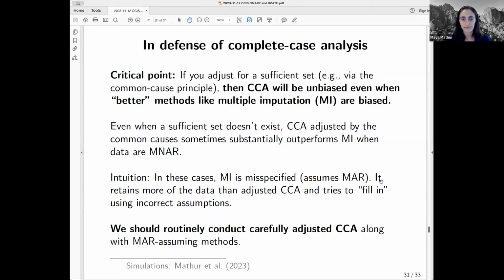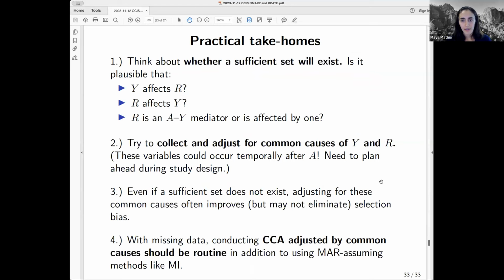All right, so in summary, this is kind of my current thinking on what the practical take-homes are. And I'm very curious if folks have thoughts on this, because so far it's been primarily an exercise in theory. So I'm curious to hear thoughts on the set of applied recommendations. I think it makes sense to start, of course, with thinking about whether a sufficient set is plausibly going to exist for our scientific setting. So in particular, asking ourselves whether it's plausible that the outcome itself affects selection, whether selection itself, on the other hand, affects the outcome, and also whether selection is potentially a mediator or could be affected by one.